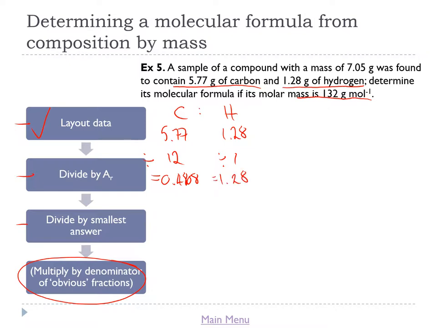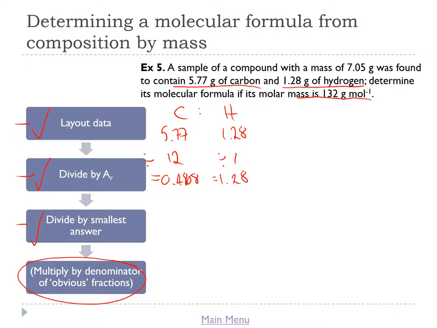Now, in case you're not sure what we're doing here, by dividing by the relative atomic mass, we're essentially turning things into numbers in moles. So what we've got here, 0.4808 and 1.28, is a ratio in moles. It's just not a very clear, simple ratio. So that's why. So we've done the divide by AR, but now we need to get our ratio into a simpler one. So we're going to divide by the smallest answer.